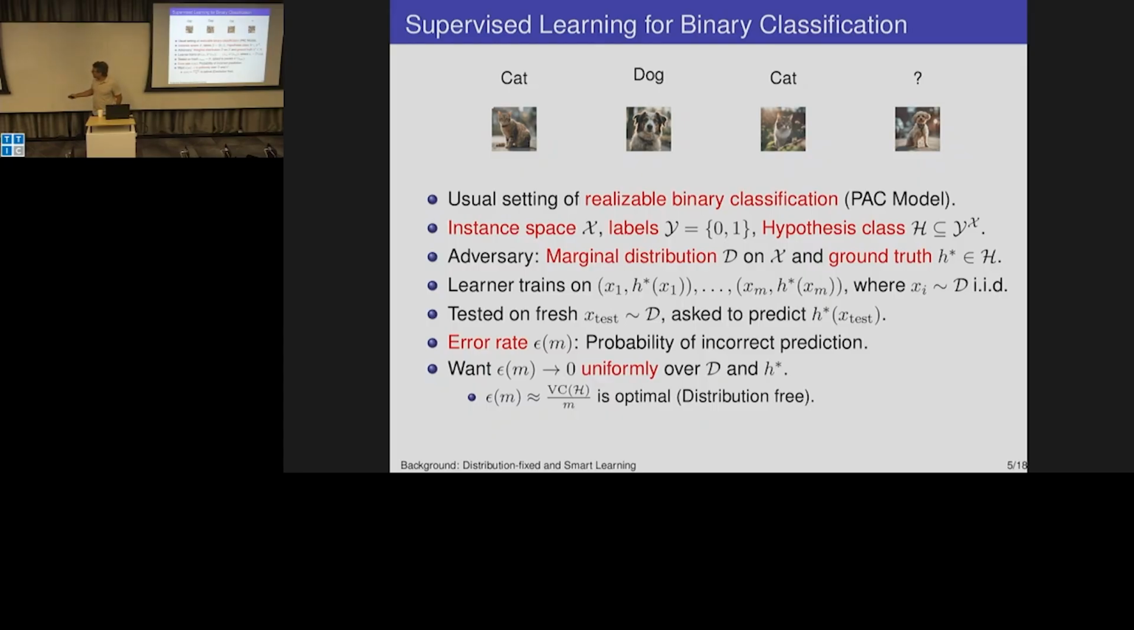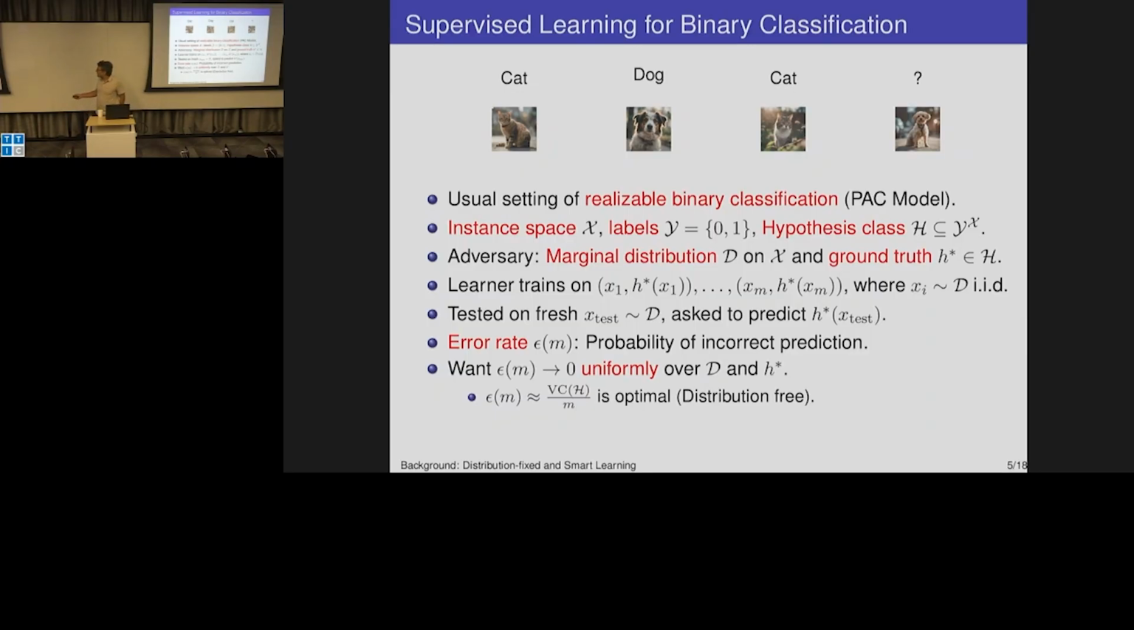And then the learner gets a bunch of labeled examples, x1 through xm, labeled with H star. And these unlabeled points, xi, are sampled IID from the marginal distribution that is chosen by the adversary. Right? And the labels are given by this ground truth function that is also chosen by the adversary. So far, this is pretty standard PAC learning. Right? And then your learner is going to be tested on a fresh test point drawn from the same marginal. Again, you don't know the marginal, you don't know H star, and your job is to predict the true label according to this ground truth function.